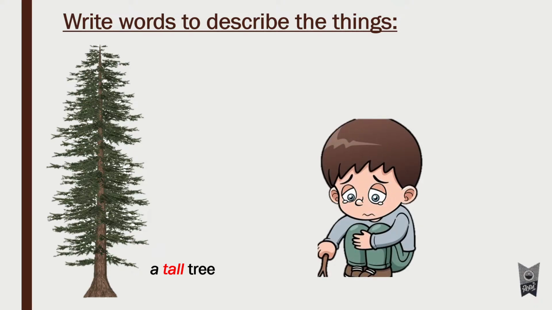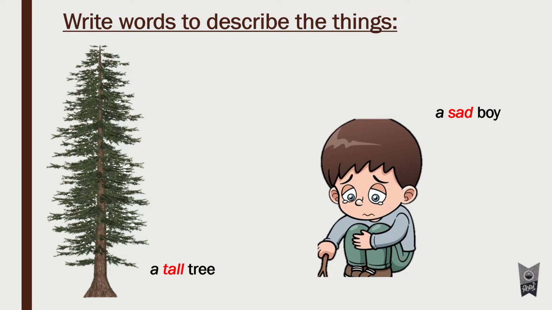now look at this picture. Yes, he's a boy. How is he? Is he happy? Is he crying? Is he sad? Yes, you cannot describe it as a crying boy, is it not? We'll say a sad boy. Crying is an action word. So a sad boy, he's a sad boy.